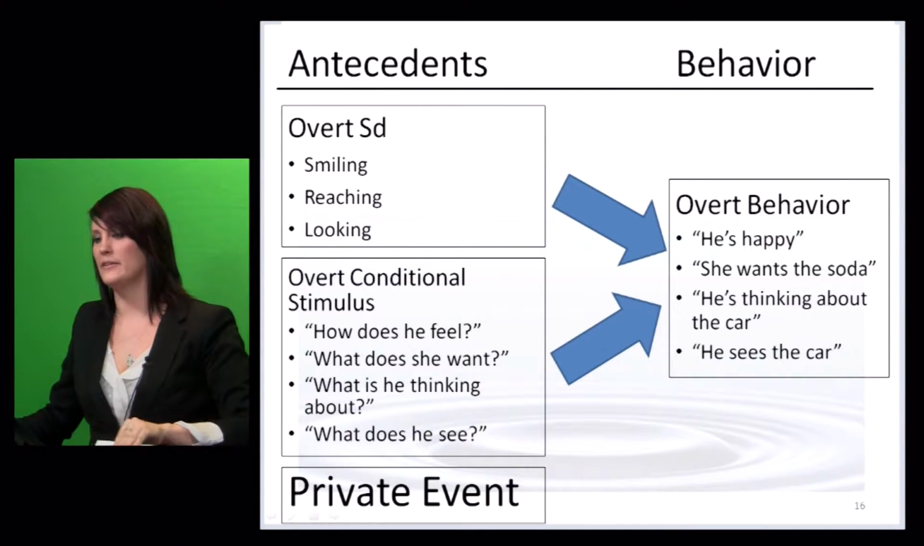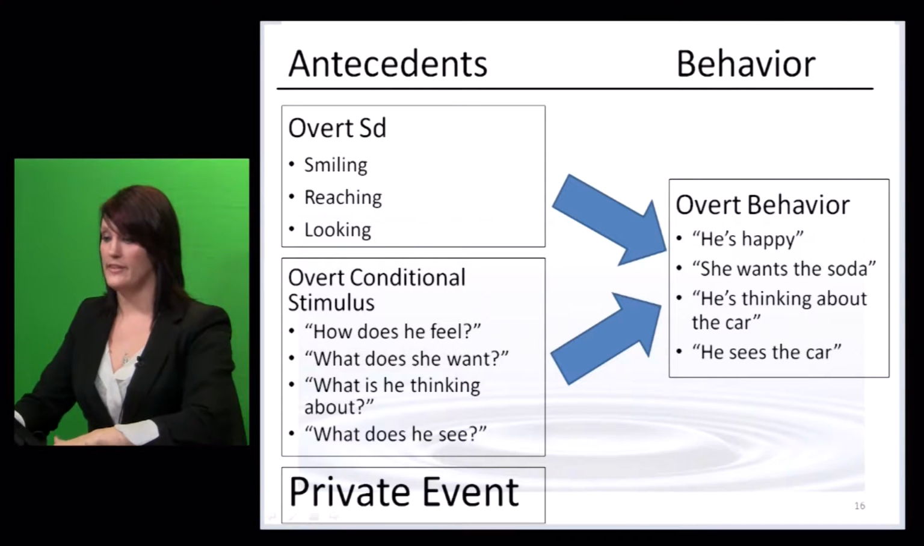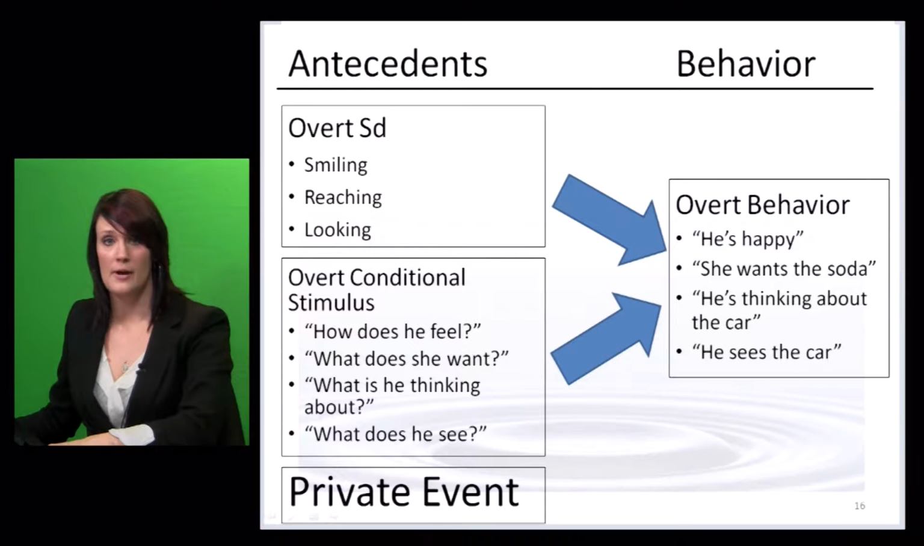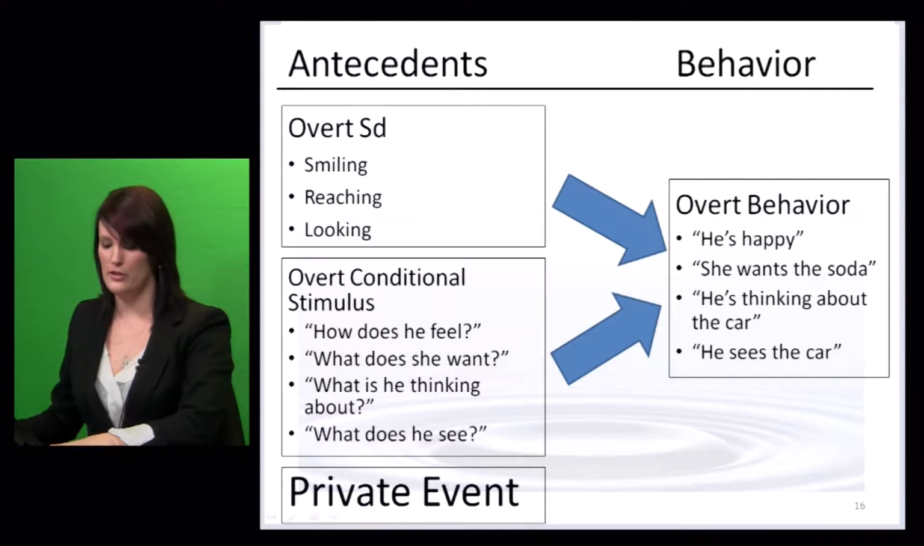So let's look at this in a little more detail. In the simplest forms of perspective taking, we have an overt discriminative stimulus. In this case, I listed smiling, reaching, or looking at something. And these may be discriminative for a variety of different overt perspective taking responses, depending on what conditional stimulus is present. So for example, if the SD is smiling and the overt conditional stimulus is how does he feel, the child may respond by saying he's happy.